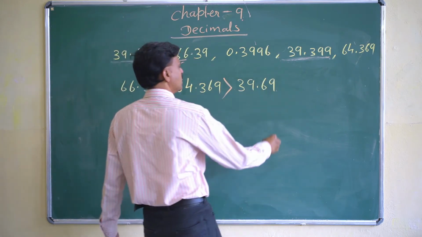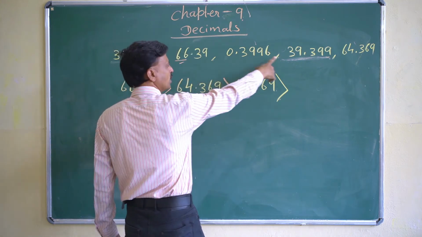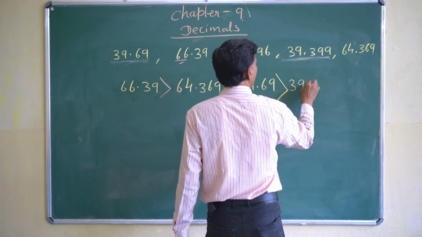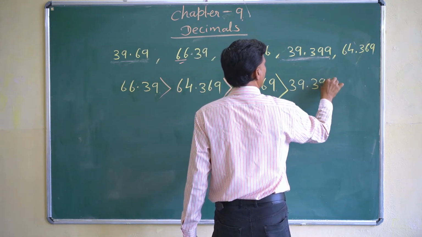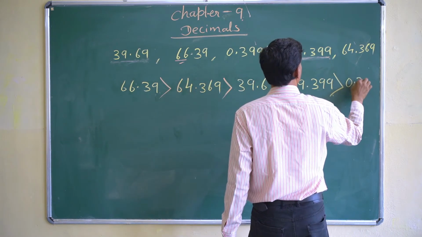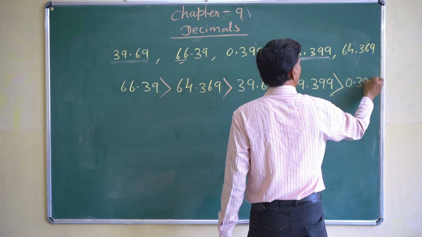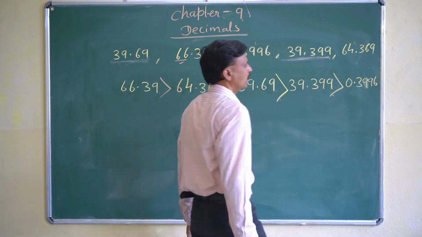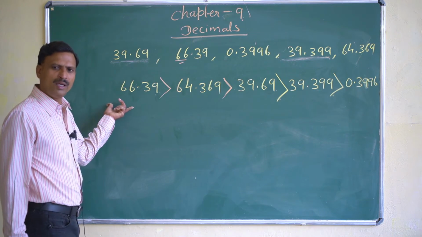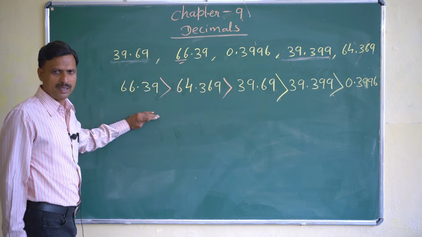Okay, after this, which number will come? Definitely the whole number part here is 0 and this is 39, so this is greater than that one. So it will be 39.399, and at the last, the least number among all of these is 0.3996. Okay, so this is the way in which we can arrange the given numbers in descending order.